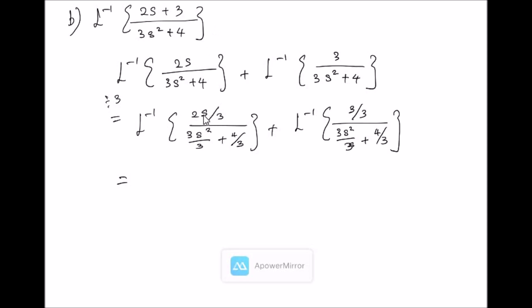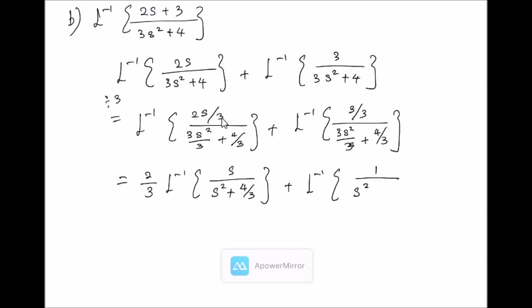So here 2 over 3 is a constant, so we take it out: 2 over 3 times the inverse Laplace transform, and we left with s divided by (s squared plus 4 over 3). Plus the inverse Laplace transform of 3 divided by 3, we get 1, and then we get s squared plus 4 over 3.